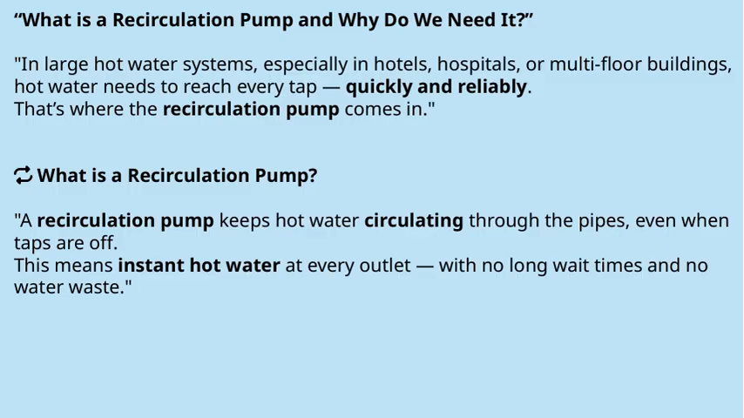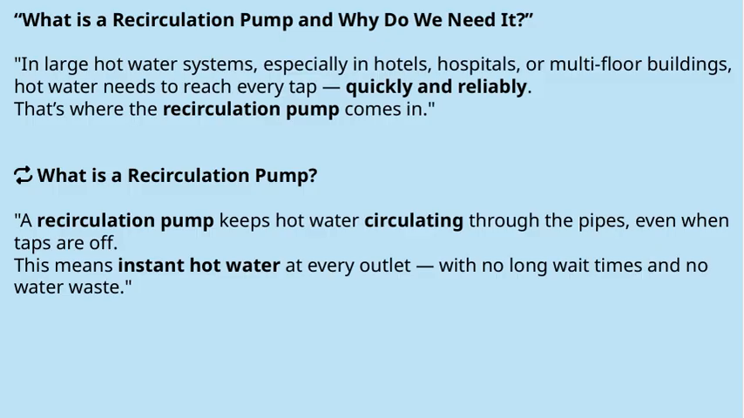That's where the recirculation pump comes into play. So, what exactly is a recirculation pump? Well, it's a device that keeps hot water moving through the pipes even when the taps are turned off. This constant circulation means that when you do turn on a tap, hot water is available almost instantly. No long waits, and importantly, it helps reduce water waste because we're not letting water run down the drain while waiting for it to get hot.